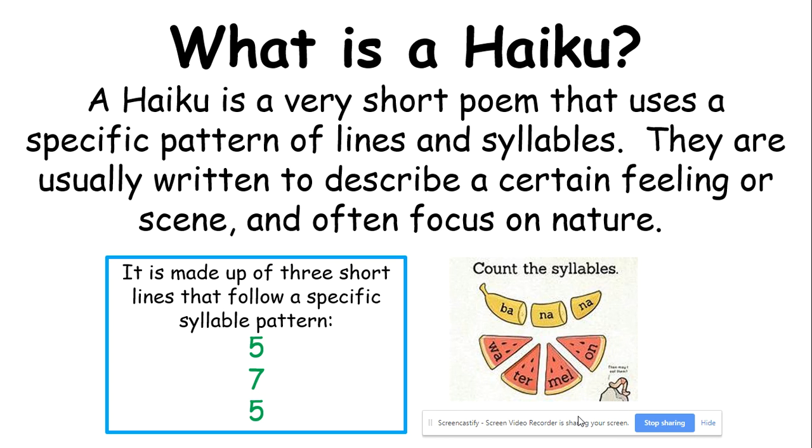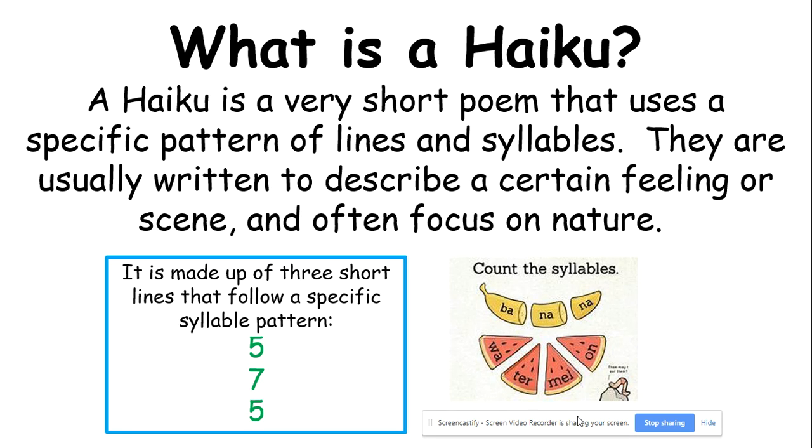Today we are going to learn about haiku poetry. What is a haiku? A haiku is a very, very short poem that uses a specific pattern of lines and syllables. They're usually written to describe a certain feeling or a scene and usually focus on nature or something simple like a season or animal.